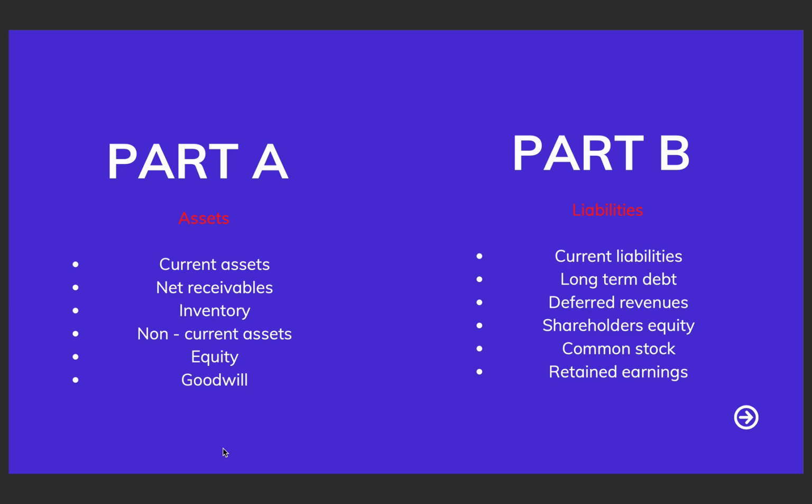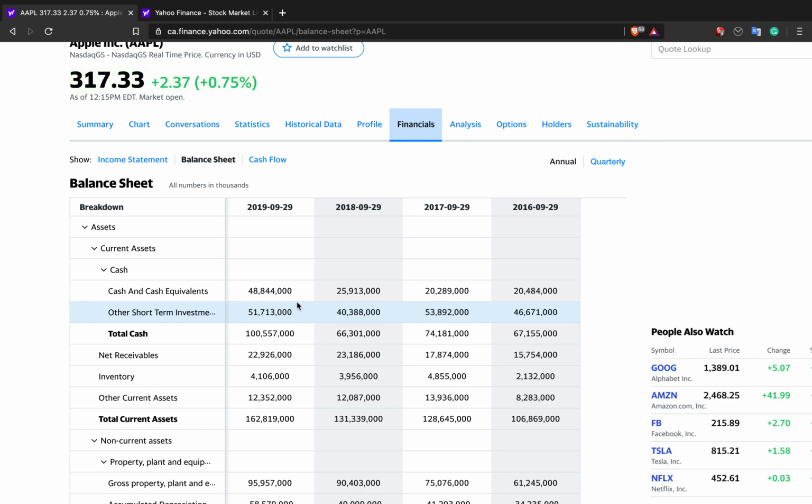So that's part A. Part B will be current liabilities, long-term debt, deferred revenues, shareholders' equity, common stock, retained earnings, and both these parts together will give you an understanding of how to read parts of the balance sheet. Alright, so let's jump right in.